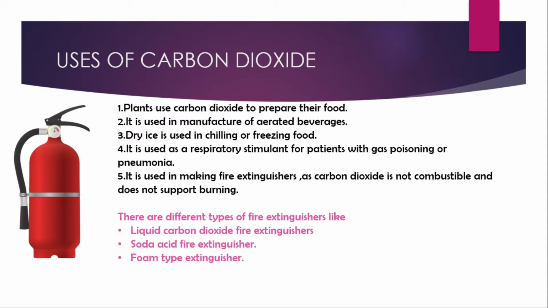Then we have the dry ice, which is used for chilling and freezing the food. Now this dry ice is a sublimable substance which does not go through the liquid state, and thus it does not create any mess. So it's mostly used for chilling and freezing the food. It is used as a respiratory stimulant in the name of carbogen. You might have heard that a composition of around 95% oxygen and 5% carbon dioxide is used for patients with gas poisoning and pneumonia.